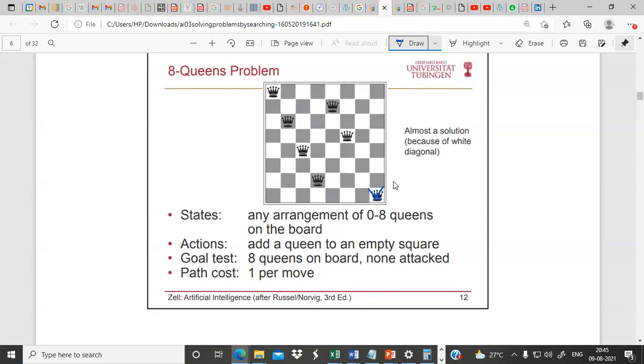So if you want to formulate this problem, then the states are any arrangement of 8 queens on the board. Actions: adding a queen onto an empty square, that's the action. Goal test: 8 queens on board, none attacked. And path cost is one per move, right? So here the best possible solution is achievable with a cost of 8. Minimum cost 8 is required, right? Because you have to keep 8 queens on the board. You cannot achieve anything less than 8, right?